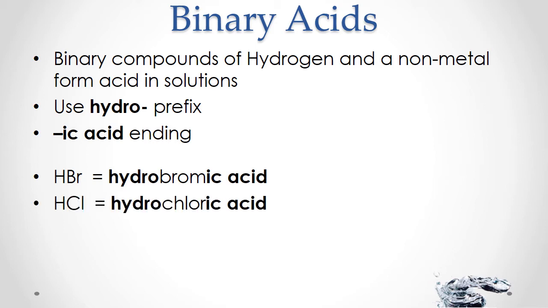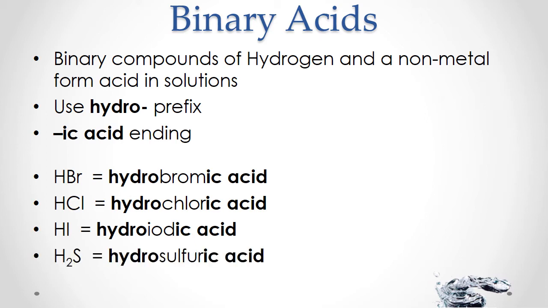With the next one, we have HCl. Cl is chloride, so we're going to have hydrochloric acid when we change the ide ending to ic acid. We'll do the same thing for HI. I is iodide, so we're going to change it to hydroiodic acid. Finally, we have H2S, one of the few examples of a binary acid that has two hydrogens present. S was sulfide. We're going to change that to ic acid, so we're going to have hydrosulfuric acid.